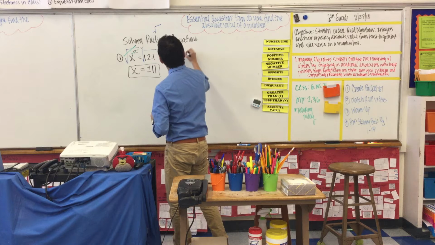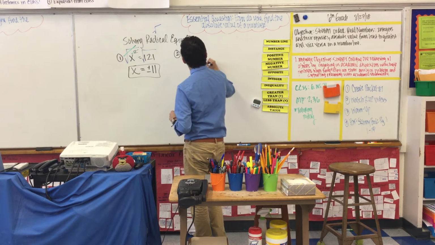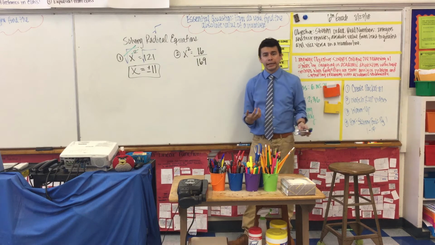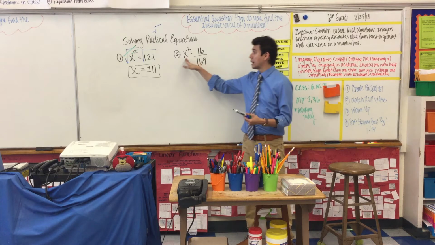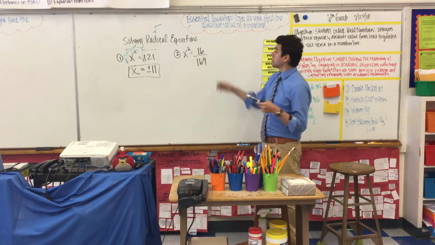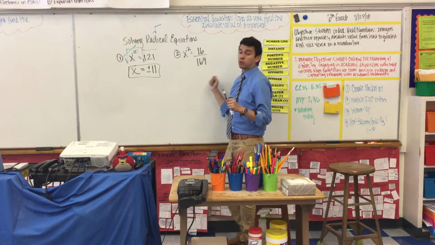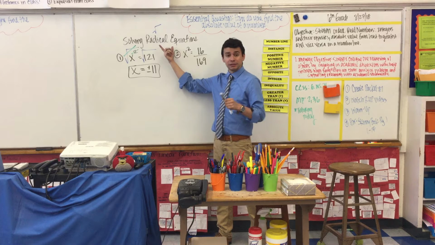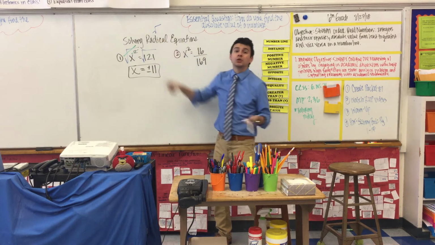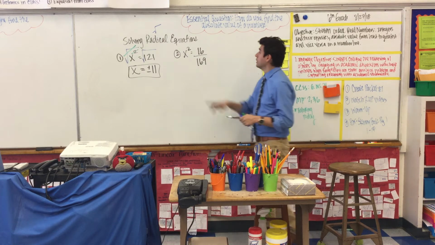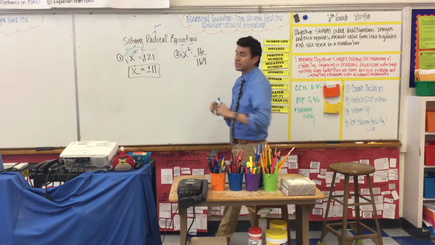Number 2: x squared equals 16 over 169. Again, we have an equation because it has an equal sign. You also have a variable, and hopefully you also realize that you have an exponent. The reason this is called a radical equation is because in order to get rid of the exponent, the opposite of an exponent is a radical. So let's do that. The inverse operation of an exponent is a square root, also known as a radical.